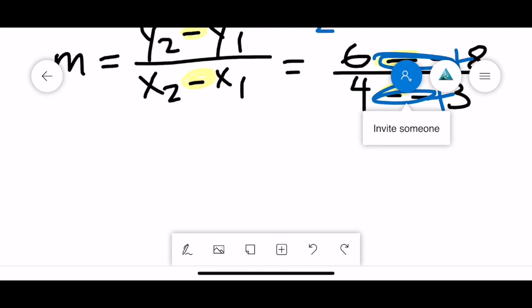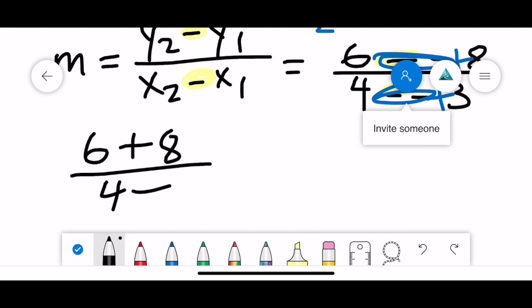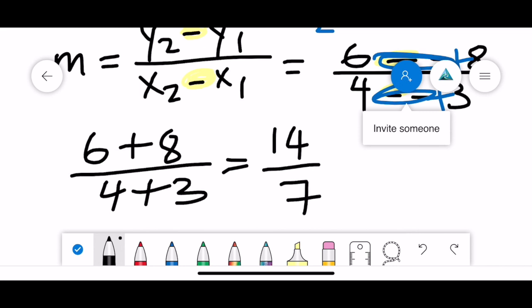Well, let's compute the result. So at the top of our fraction, we're going to have 6 plus 8, and at the bottom it's 4 plus 3. So at the top it's 14, and at the bottom is 7, which means the answer is 2.